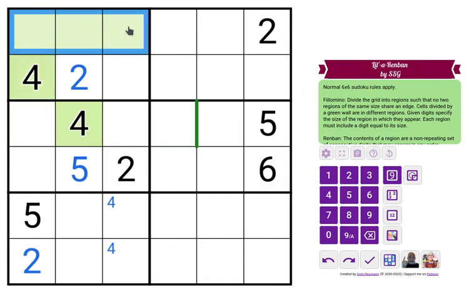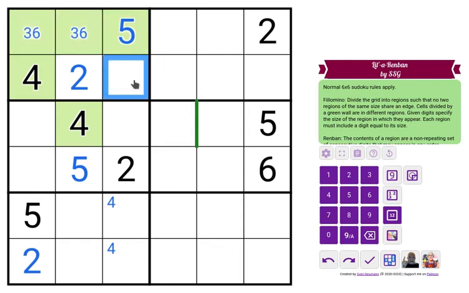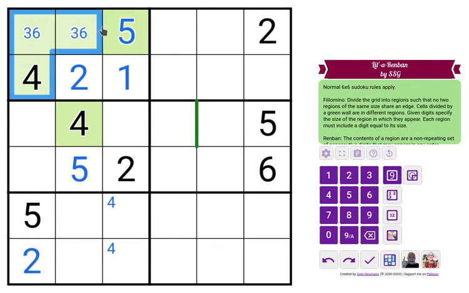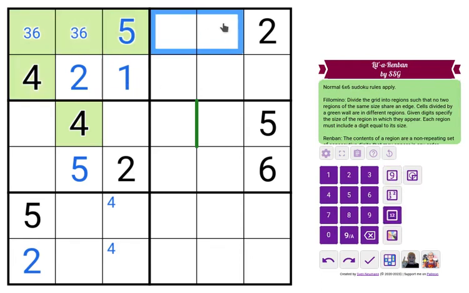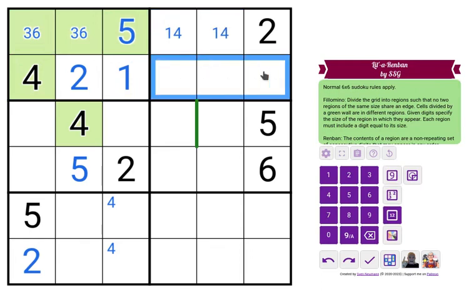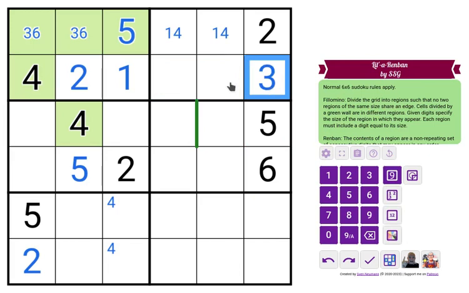So this contains both of these. Well, we knew this is 3, 4, 5, 6, so 5, 3, 6. This is 1, and you know it could not go on the Renban. So 1, 4. 6, so 3 goes down.